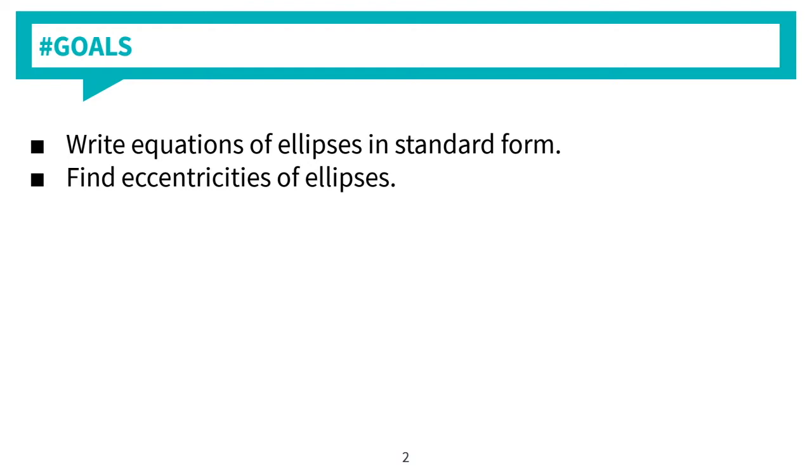The second thing that we'll eventually get to is talking about the eccentricity of an ellipse. And eccentricity refers to basically how close the shape is to a circle. All right, so first we're going to be focusing on equations in standard form.